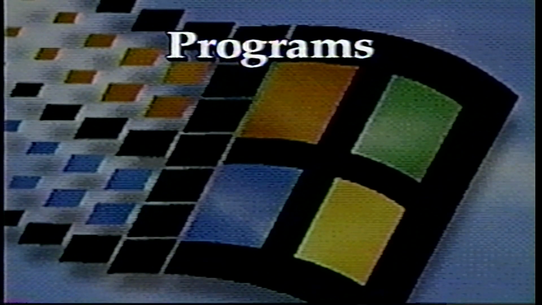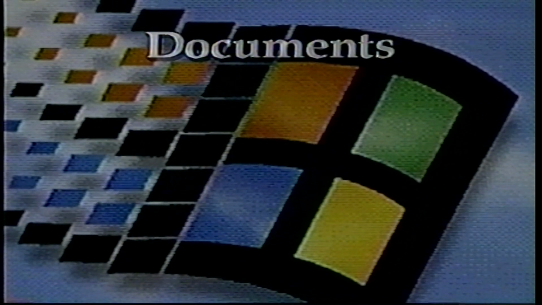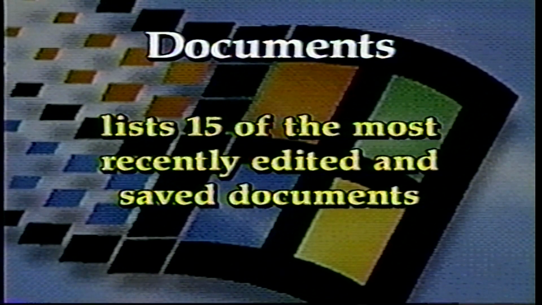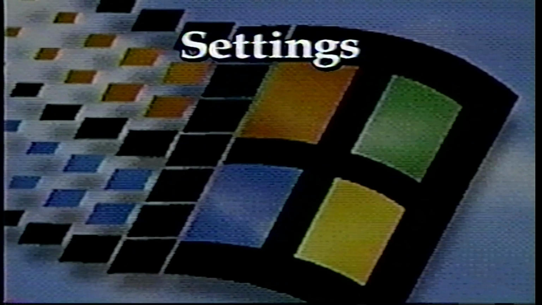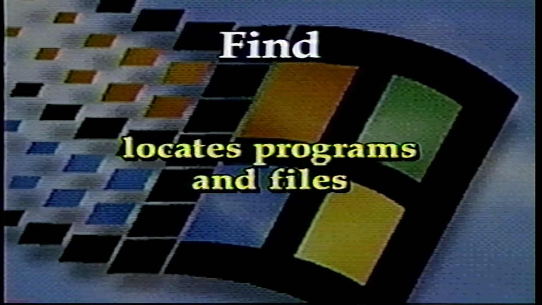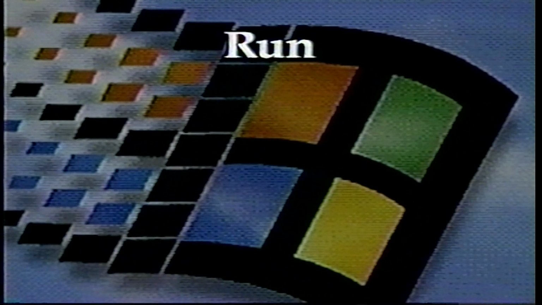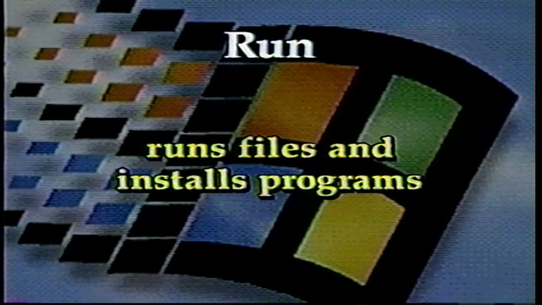The Programs icon gives us access to the programs on our computer, including a Microsoft DOS prompt. The Documents icon lists the 15 most recently edited and saved documents. Settings gives us access to hardware settings and customization tools. Find locates programs or files. Help opens the Windows 98 help area. Run is one of the methods we can use to run files and install programs.